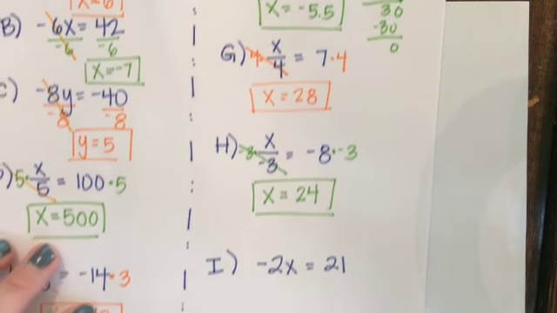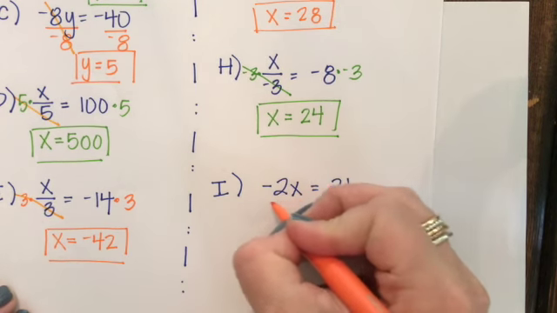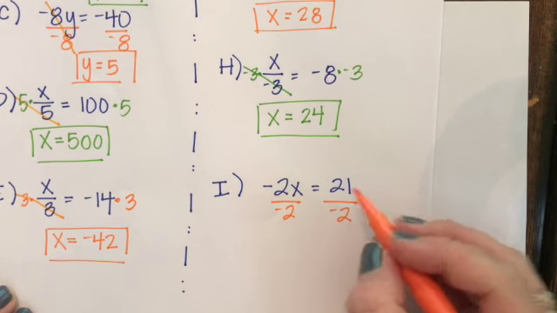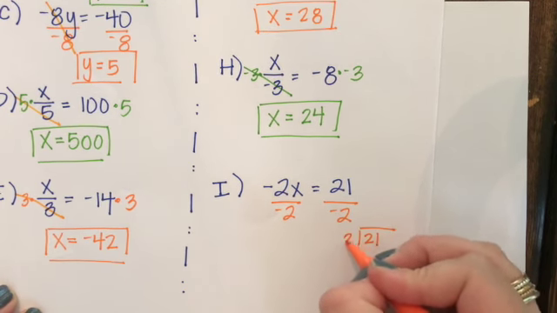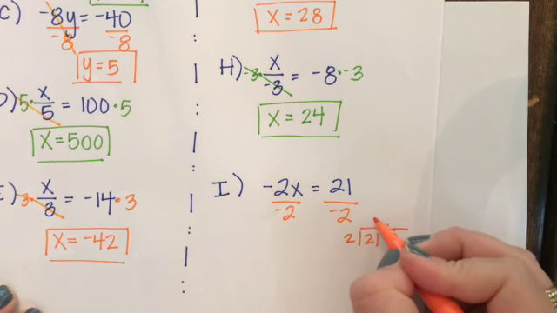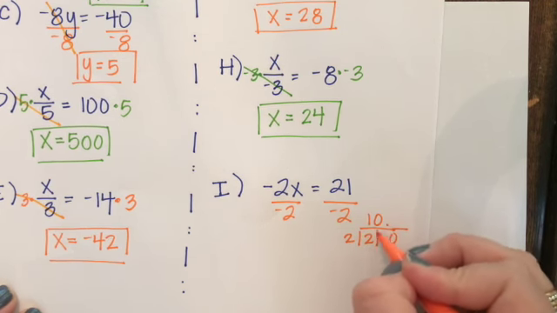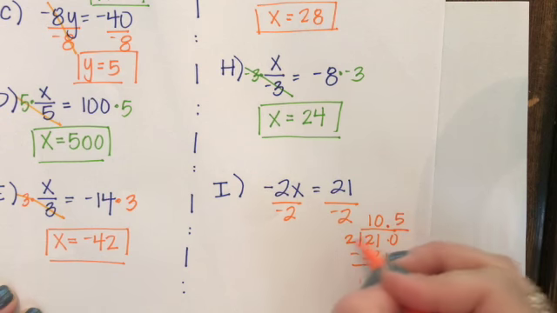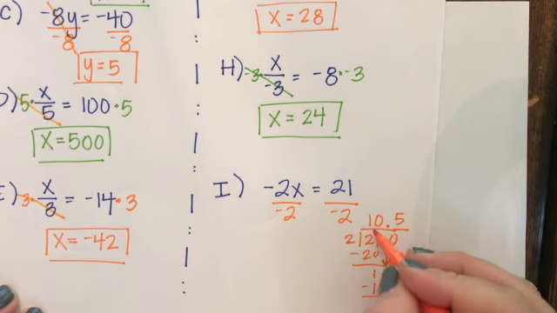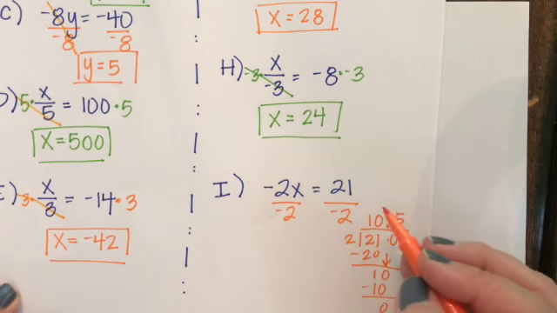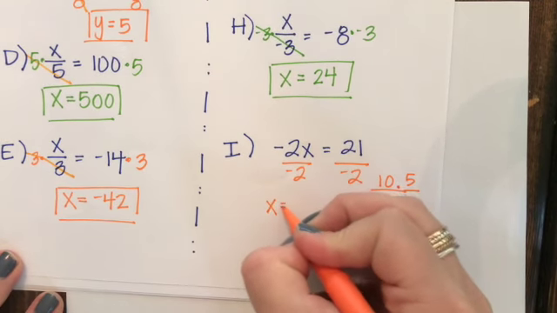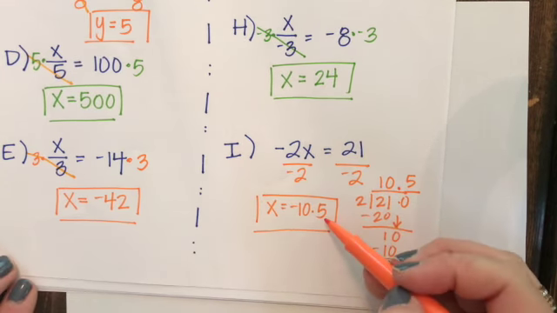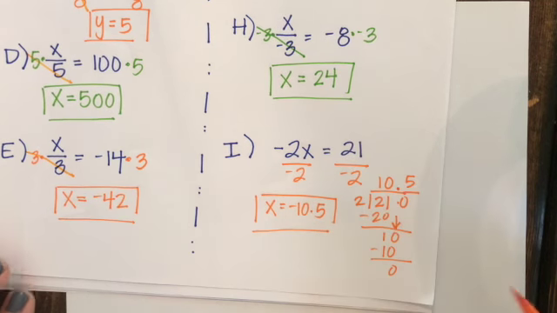And then the last problem, letter I, x is being multiplied by negative 2. So I'm going to divide both sides by negative 2. 2 doesn't go into 21 evenly, so I'm going to set it up like this. Okay, 2 goes into 21 10 times, and that's 20. That's a 1, bring down a 0. 5 times 2 is 10. So it's 10.5, and it's a positive being divided by a negative, so that's negative 10.5. And again, I can check it, and that makes sense. Negative 10.5 times negative 2 is positive 21.